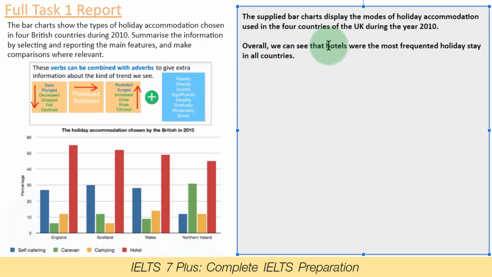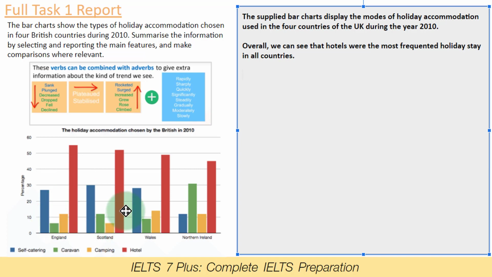Overall, we can see that hotels were the most frequented holiday stay in all countries. Perfectly fine. Gives the big picture. Doesn't give any figures though. No numbers or percentages given. Just gives the overall big message of the data. Okay, so let's begin with Group 1. And you remember that Group 1 is England and Scotland.